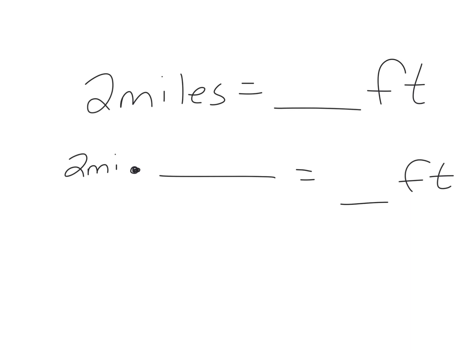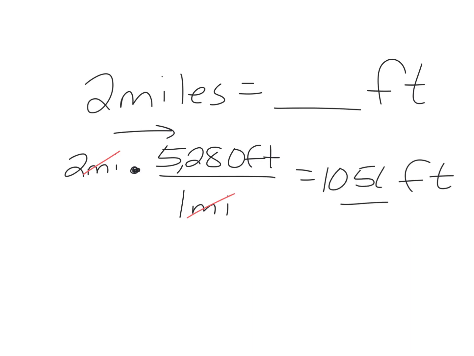Where does the mile label go? On the bottom. So we have 1 mile is how many feet? 5,280 feet. What labels cancel out? The miles, and we're left with feet. What do we do now? Multiply. We want to solve. So we're going to do 2 times 5,280, which is 10,560. 10,560 feet are in 2 miles.